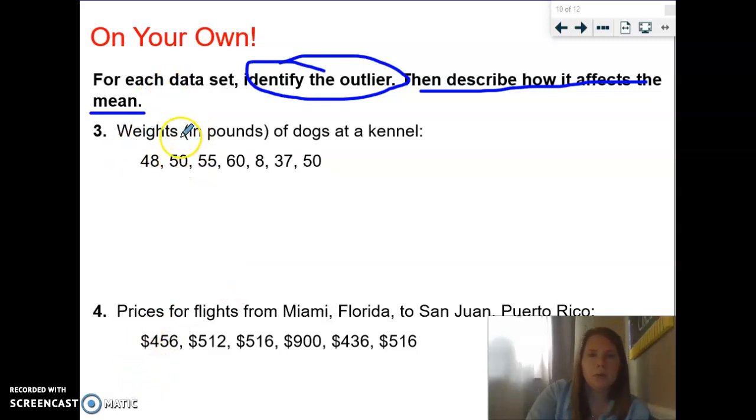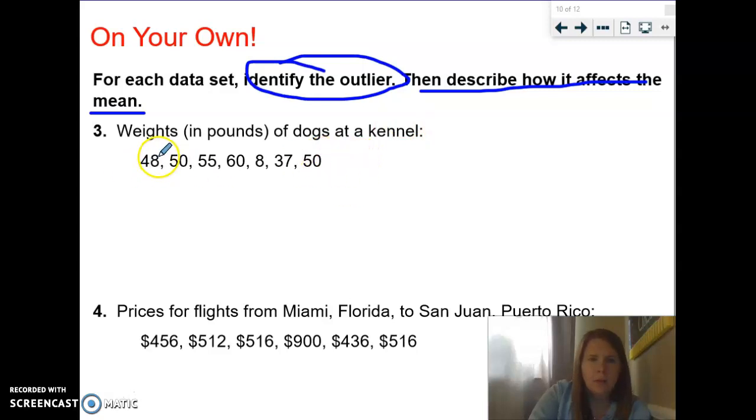So the first one is your weight in pounds of dogs at a kennel. So maybe we had a whole bunch of dogs at kennels. Sometimes, when people go away on vacations, they leave them in kennels at dog boarding places or something. And maybe we just wanted to survey the dogs that are there.